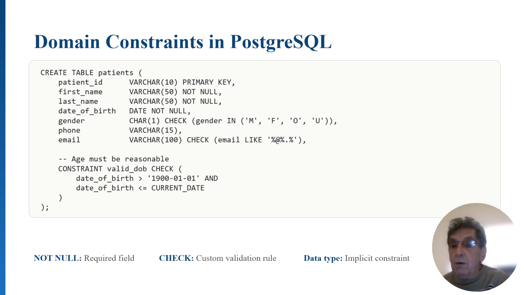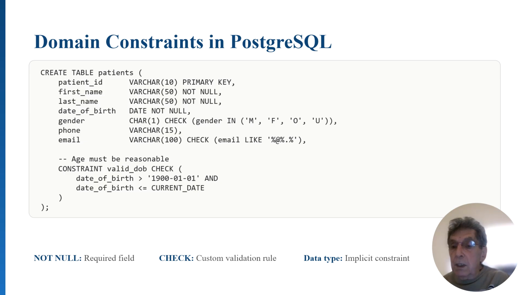First name and last name are varchar 50, not null. The not null is a domain constraint. These fields cannot be empty. Every patient must have a name. Date of birth is date, not null. It must be a valid date, and it must be present. Gender is char 1 with a check constraint limiting it to values M, F, O, or U. If you try to insert X, the database will reject it.